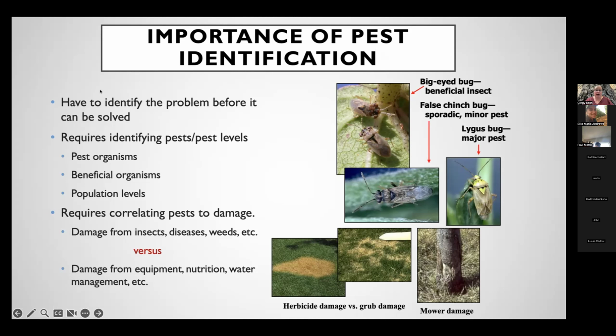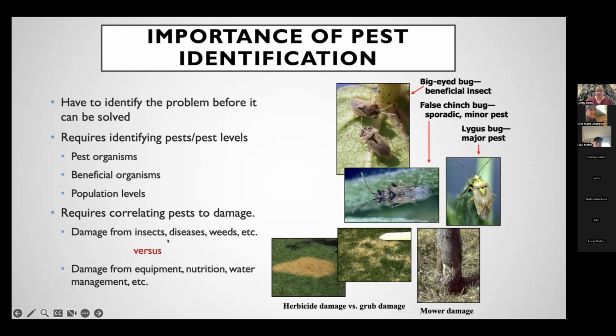So we have to really identify the problem before it can be solved. And this requires identifying your pest. What is the pest that's causing this damage? So you need to identify what pest it is, your beneficial organisms, and then population levels. Is it a very large number? Is it a low number? So that you have an idea of whether you need to do something about it. It requires correlating the pest to the actual damage.